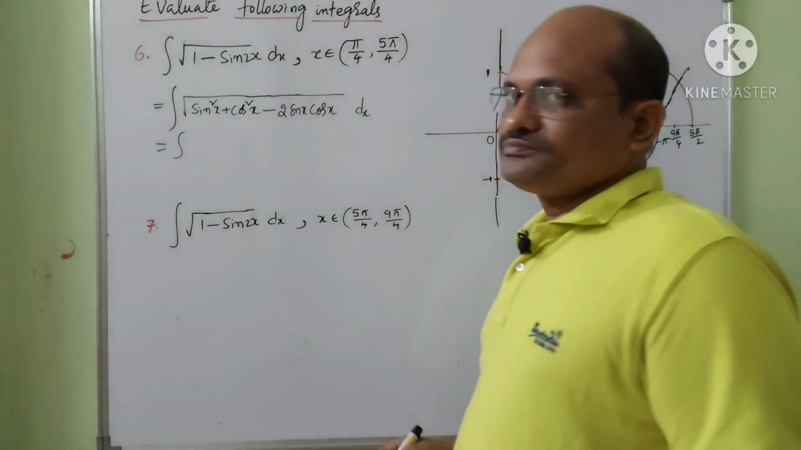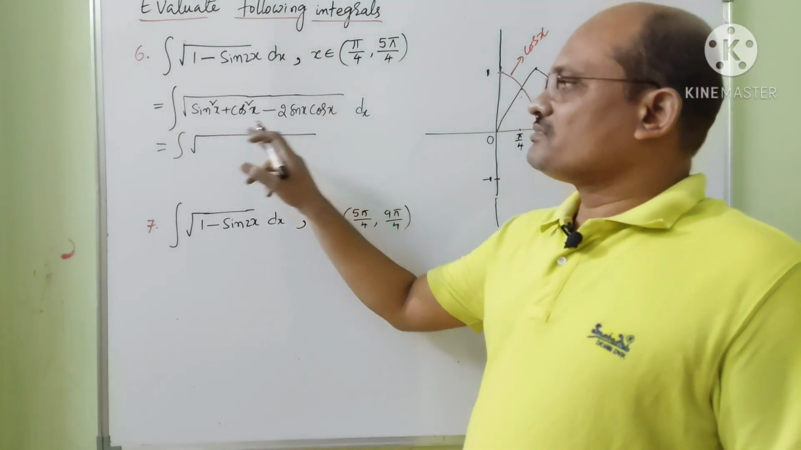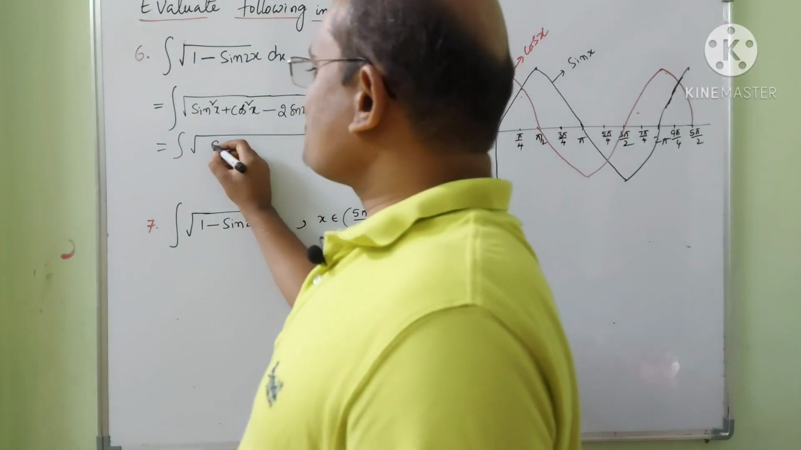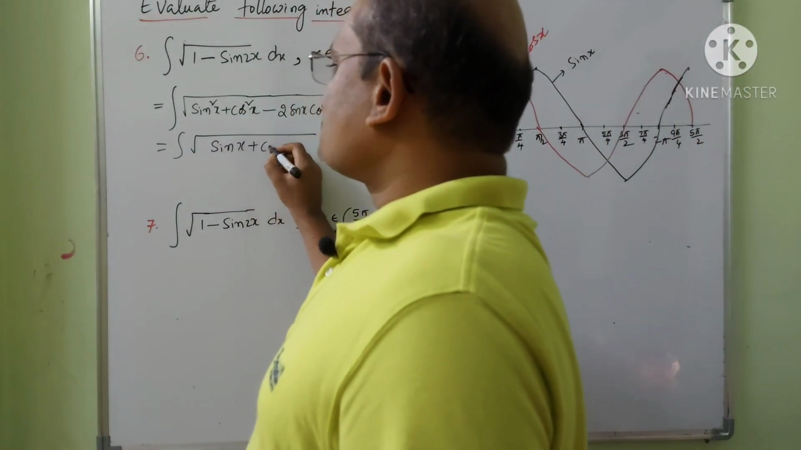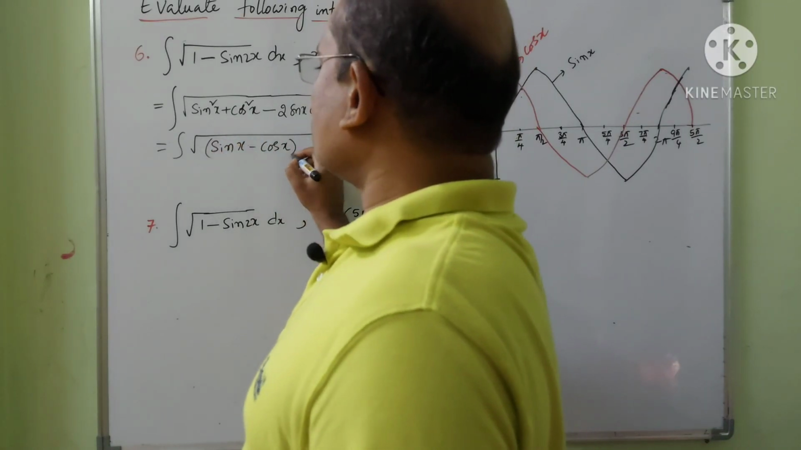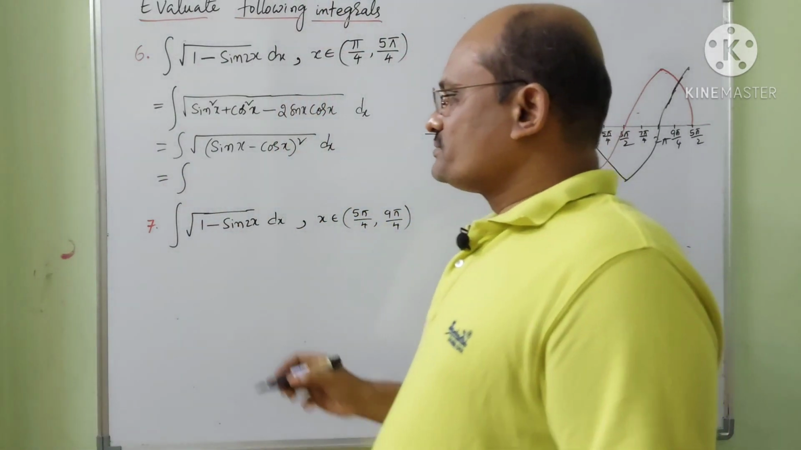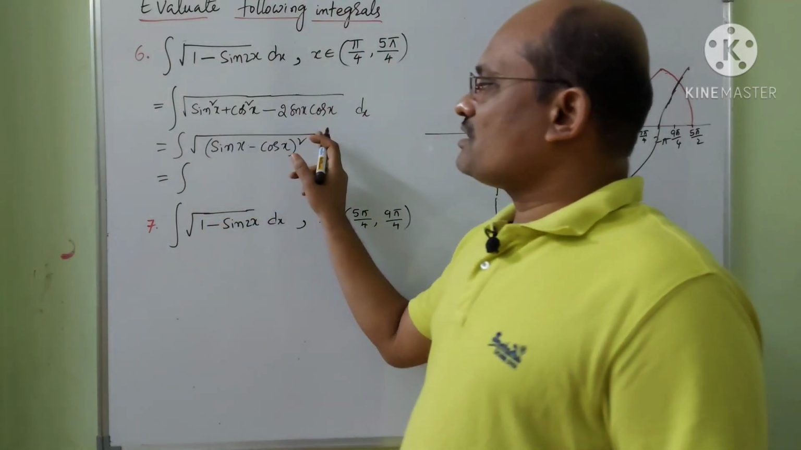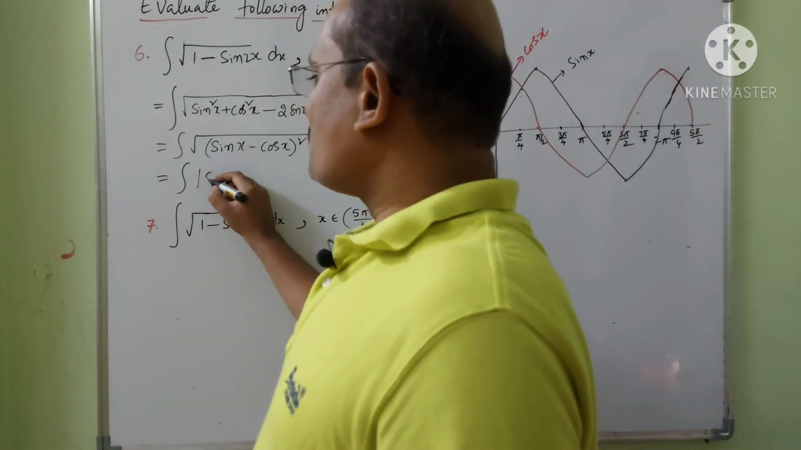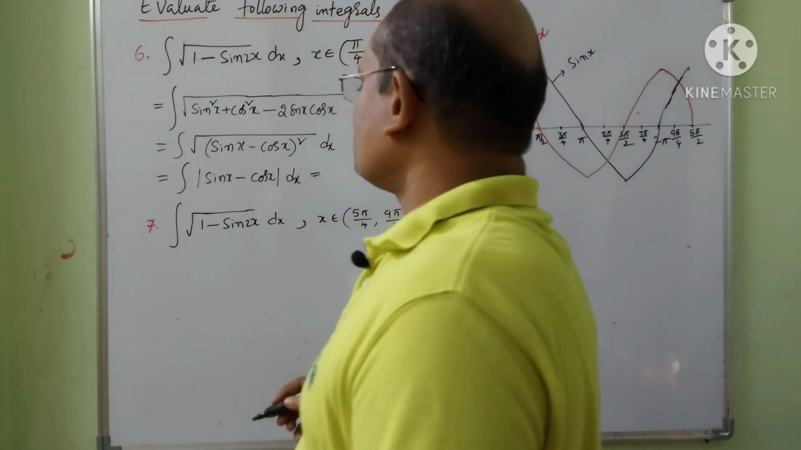If we observe, the inside value is like a square plus b square minus 2ab. So it can be written as sin x minus cos x whole square. Now this becomes integral of root of sin x minus cos x whole square. It becomes modulus of sin x minus cos x dx.